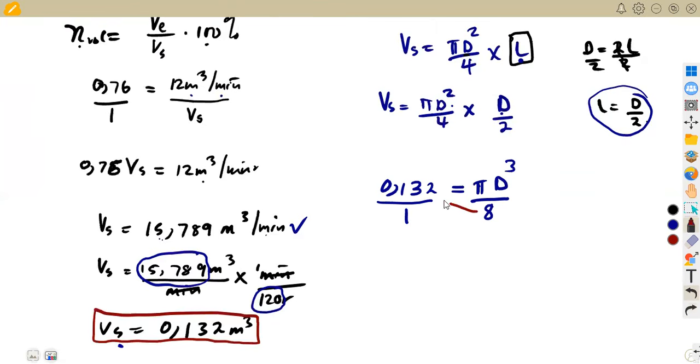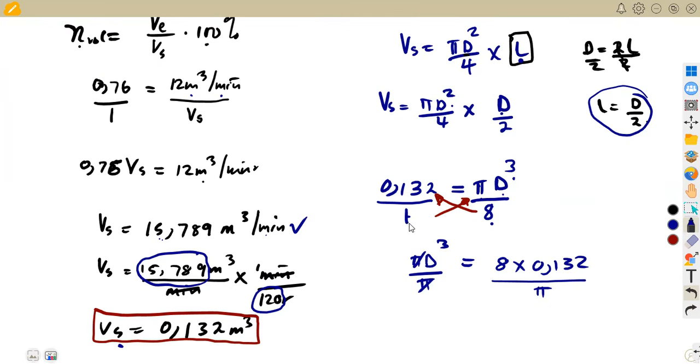So you can cross multiply, then divide by pi, or you can simply multiply by 8 over pi, both sides, all right? Or you can do the cross multiplication as we are used to. That is going to be 1 times pi d cubed, which is pi d cubed is equal to 8 times this value. So that is 8 times 0.132. So as I'm saying, you're going to divide by pi, both sides.